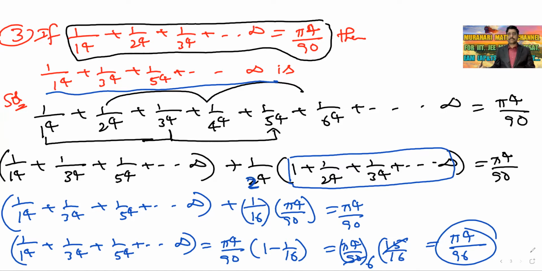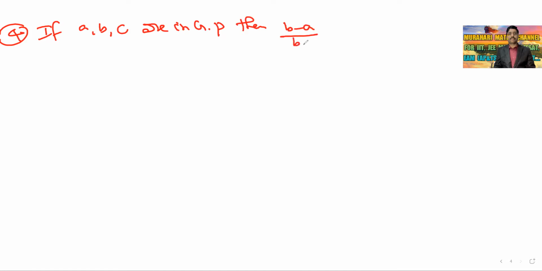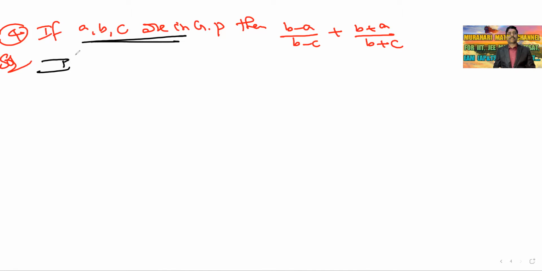Okay, moving to the next question. If A, B, C are in geometric progression, then we have to find B minus A by B minus C and B plus A by B plus C. Okay. If A, B, C are in geometric progression, what is the condition? B square is equal to AC.